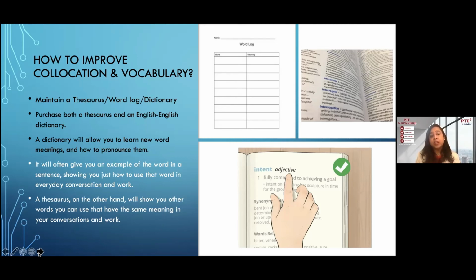So when you're learning new things, for example, using the 3-word rule, use both a thesaurus and a dictionary. From a dictionary, you can learn the meaning, you can learn some example sentences, and from a thesaurus, you can also learn some synonyms that you can use for that specific word. And then using this thesaurus and dictionary, you can use the word log, where you can write down all the things that you're learning every day.